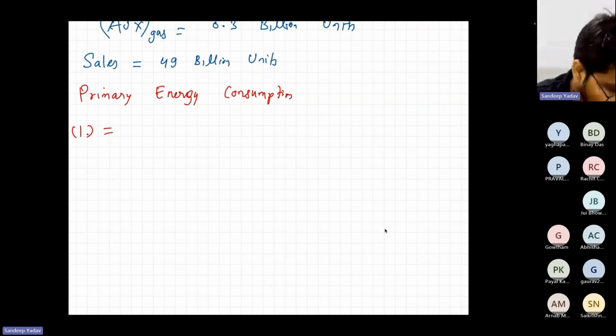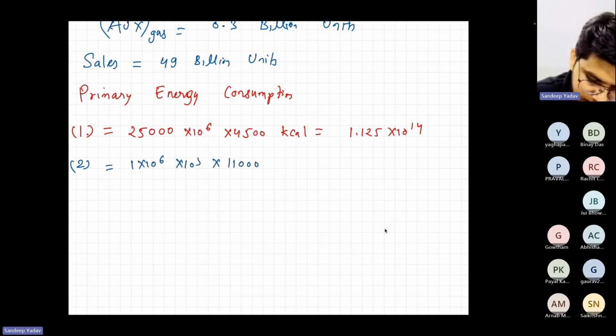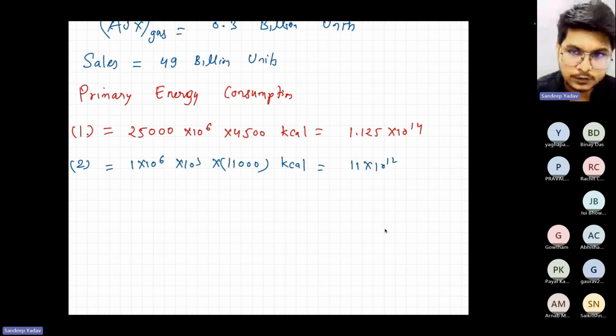So for the coal, we are generating 25,000 into 10 raised to power 6 into 45 kilocalorie. That will be 1.125 into 10 raised to power 14. This is a simple unit conversion that I did here. You should be able to do this. And 1 into 10 raised to power 6 into 10 raised to power 3 into 11,000 kilocalorie is 11 into 10 raised to power 12. So that's the amount of primary energy consumption.